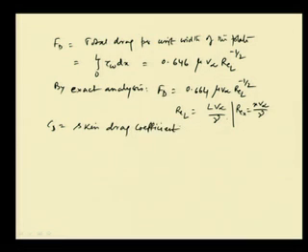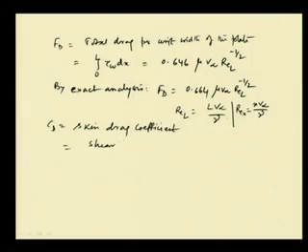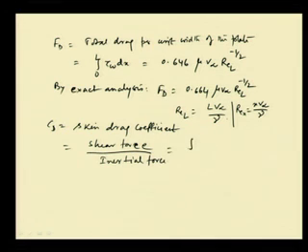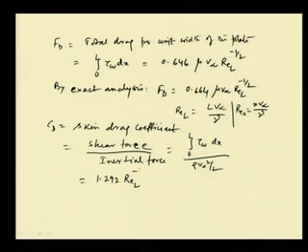So, this drag coefficient is defined as the shear force, that is the force on the skin, divided by the inertial force. And we know that the shear force divided by the inertial force is equal to the total shear force, the integral from 0 to L of tau w dx times 1, divided by rho V infinity square by 2. This value comes to be 1.292 Re L to the power minus half.